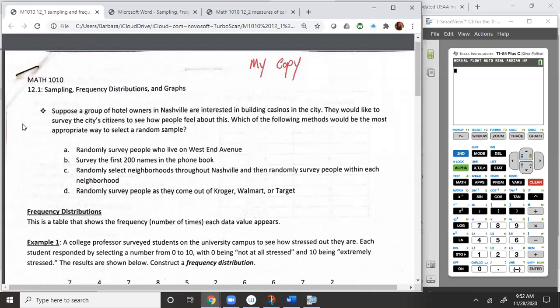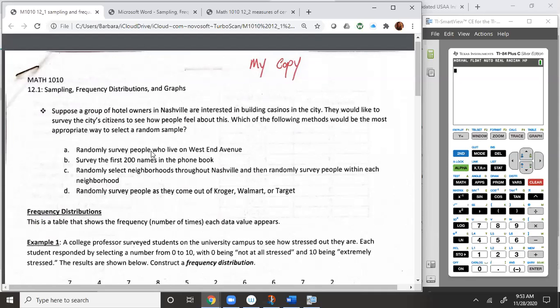The question we must ask ourselves in this problem is, what is the population? Looking at this problem, they are wanting to survey the city's citizens to see how they feel about this casino. So the population in question is the city's citizens. So when we pick the best way to get a random sample, we want to make sure this is representative of the population of the city.